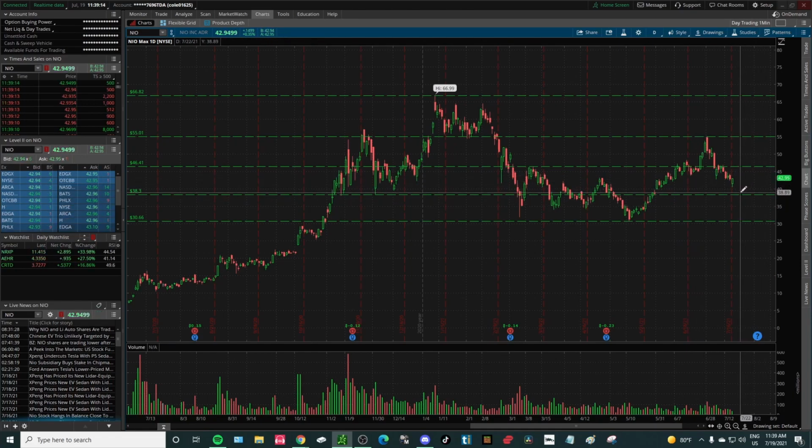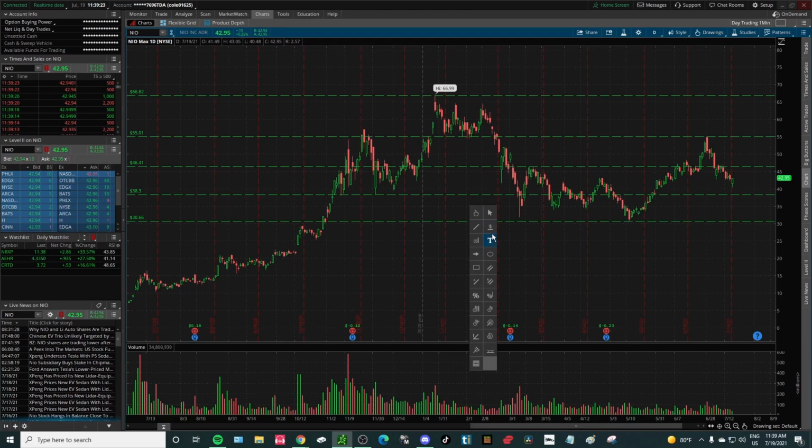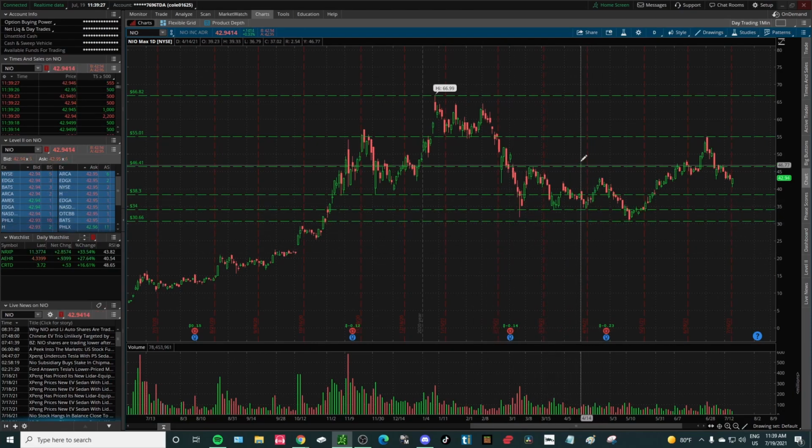I wouldn't be surprised if we actually came back and tested that. Again, we did gap up here. We haven't really filled that, so I wouldn't be surprised if we did come back and fill that on NIO. But this is talking about just support and resistance. So there's really all the major support and resistance for it. You saw how I was able to do that.